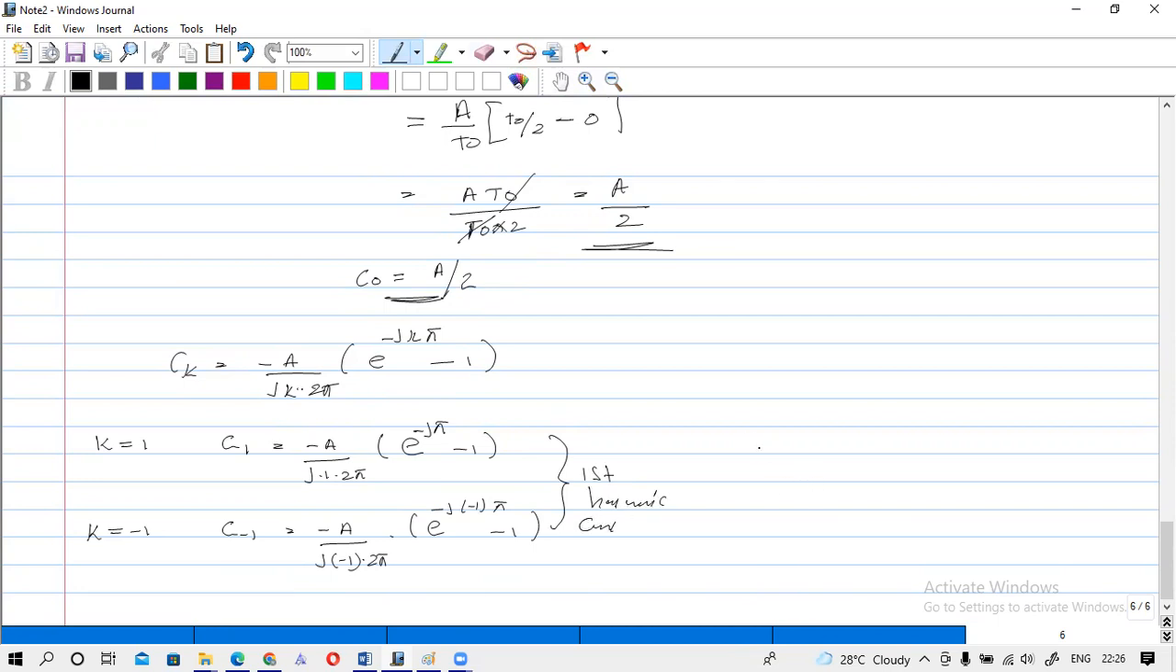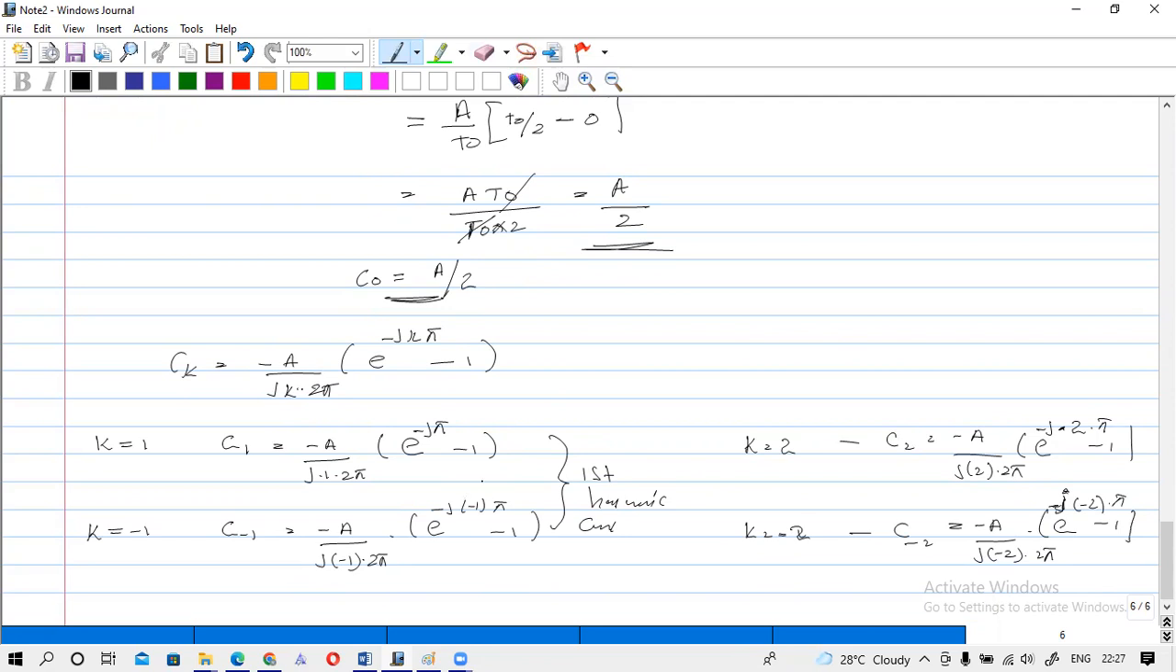And likewise, you can find the second harmonic coefficients also when k is equal to 2 and k is equal to minus 2. So you will get C2 is equal to minus aj, k is 2, 2π, e to the power minus j, k is 2, 2π, minus 1. And also you can find the minus 2 component, that is C minus 2, minus aj, minus 2, 2π, e to the power minus j, minus 2, 2π, minus 1.